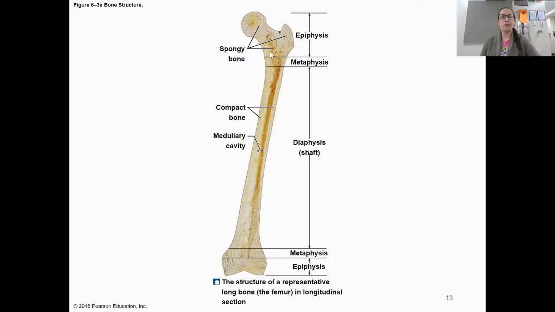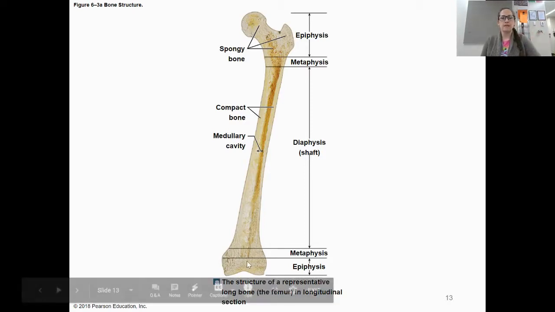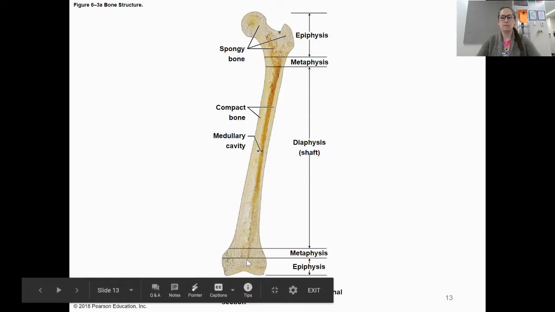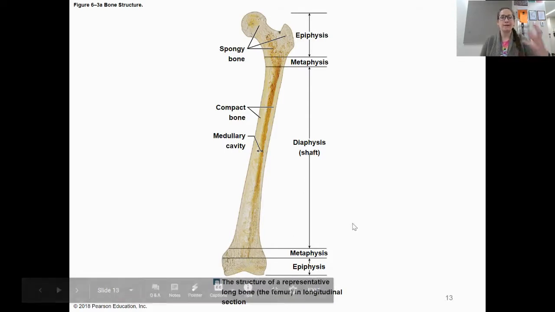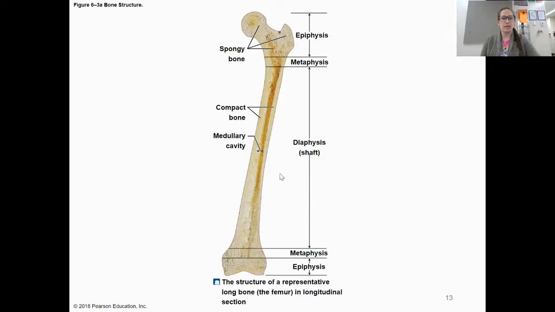And then you have two epiphyses. In this case, because this is the femur, this is the proximal epiphysis. Remember, proximal means attaching to the trunk. And then this is the distal epiphysis, located further away from that attachment point. Notice that within the long bone, you're going to have two types of bone tissue. You will have compact bone, which we'll look at the structure of later, and spongy bone. And you can already see a difference between those two. We will take a look at that when we look at the long bones in class.